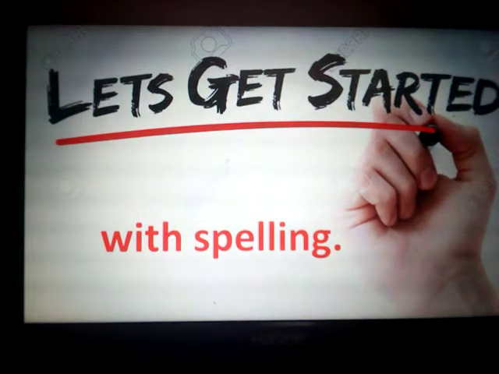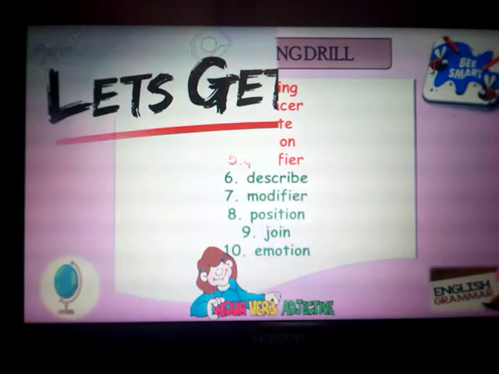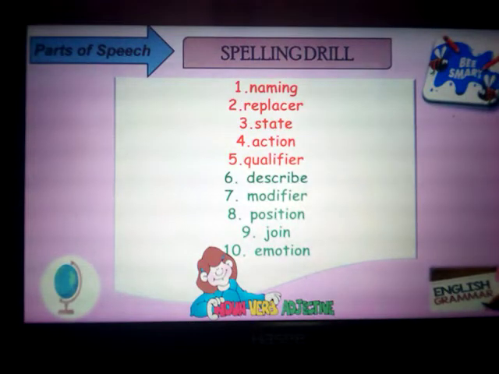The spelling we are doing today has something to do with our parts of speech. The very first one I have here is naming. In our research, it is to be a naming word. That's why I put up this word. Then we have replacing. A pronoun is a replacer because it is used to replace a noun. Then number 3 we have state, and number 4 action. Both of them have to do with verb.